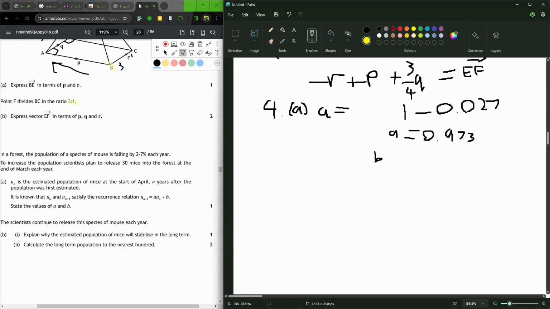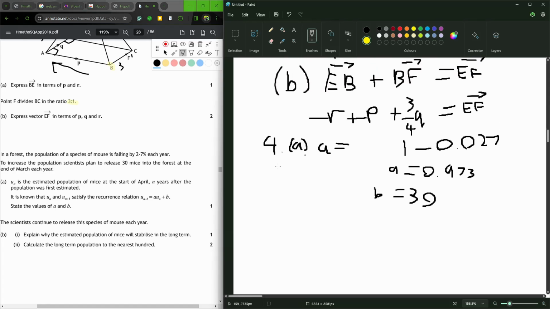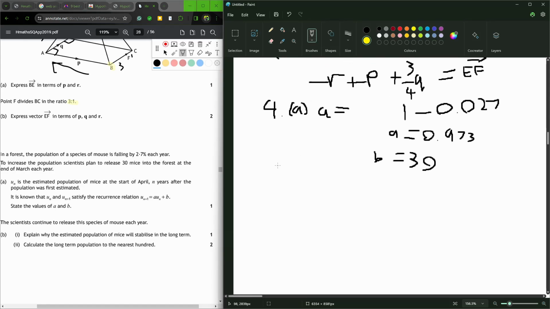For B, well, they release 30 mice into the forest at the end of March each year. So you see here that each time you go around, you add 30 mice. So B has to be 30. Ain't that fantastic? Now, you can also write this in the plain recurrence relation, but you don't need to. You just need to state values of A and B. So why bother doing any more work than you have to, eh? We'll move on to B now.